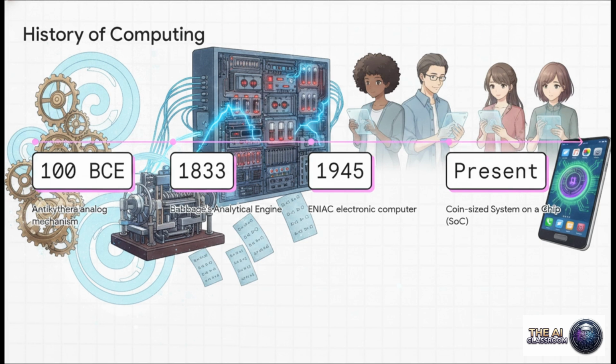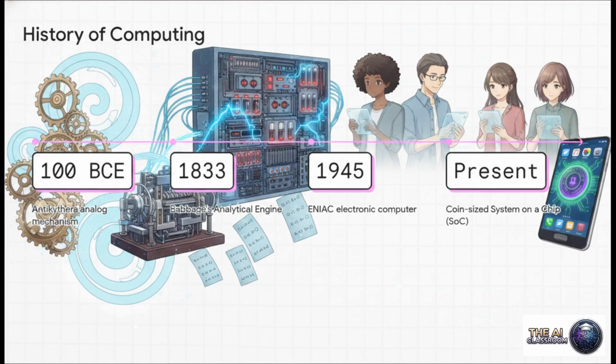Way back, around 100 BCE, we had the Antikythera mechanism in ancient Greece. This was an incredibly complex analog device with gear wheels used to calculate astronomical positions. Fast forward a bit to 1833, and the English polymath Charles Babbage conceptualizes the analytical engine. This was actually the first design for a programmable mechanical computer which used punched cards for input.